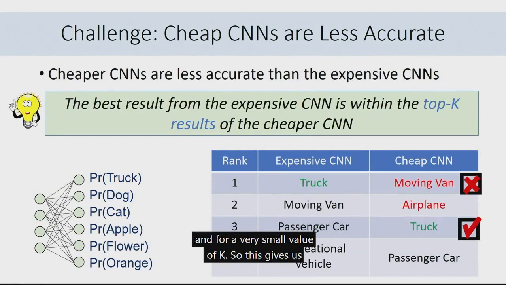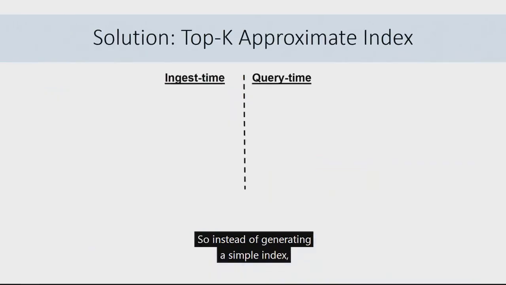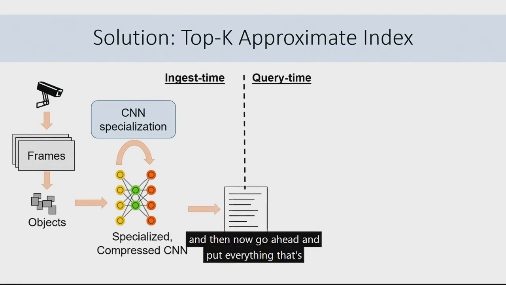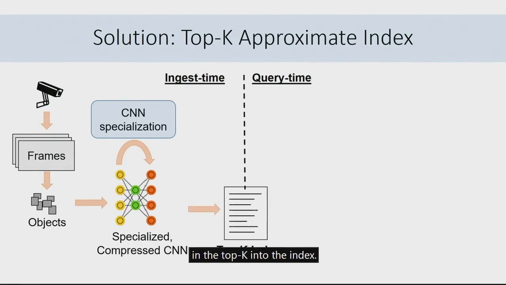And for a very small value of K. So this gives us a great leverage in terms of how we can use these cheaper CNNs and fix the problem of accuracy. So instead of generating a simple index, let's generate a top K approximate index here. What we do at ingest time is we take these frames, run these compressed CNNs, and then put everything that's in the top K into the index.